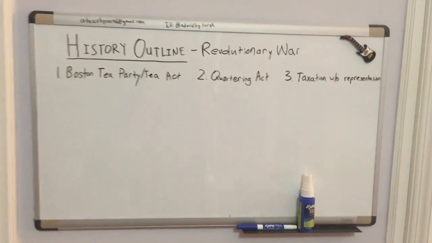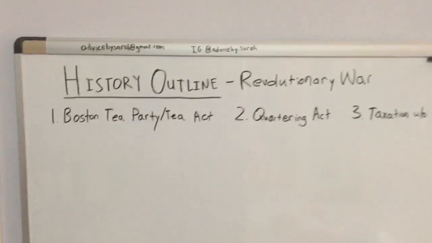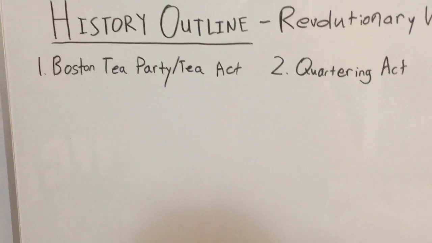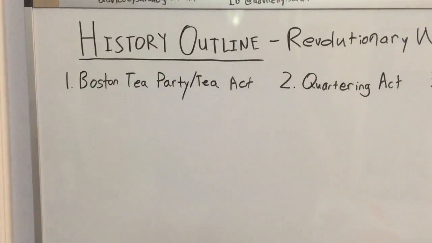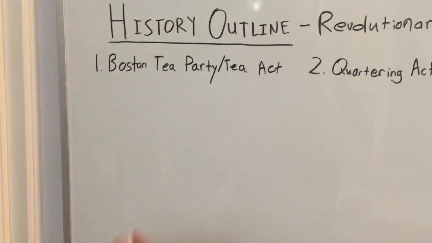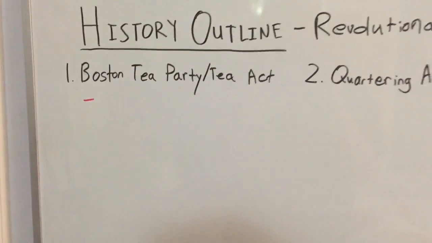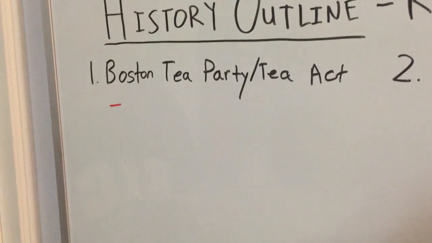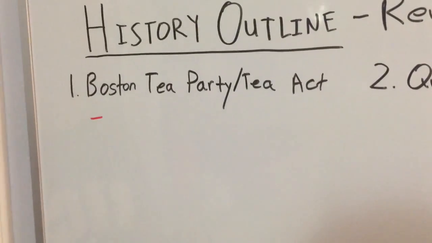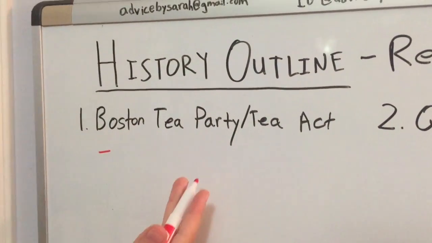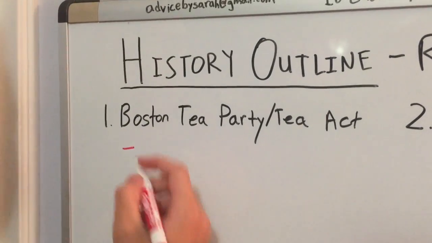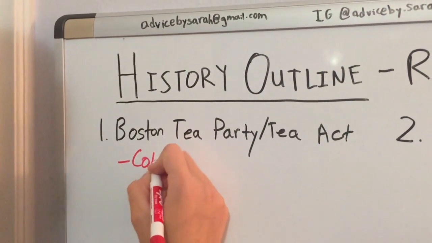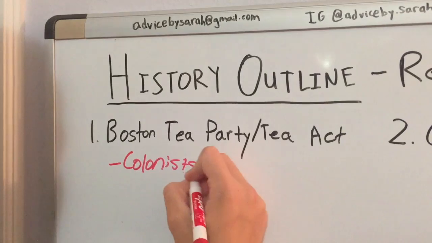So what you're going to want to do is brainstorm what are some ideas. So you're just going to outline like you would in any normal notes. Since it's just for you, it doesn't have to be neat or have the traditional outlining. So for example, Boston Tea Party. What was that? It was when colonists dumped tea into the harbor.